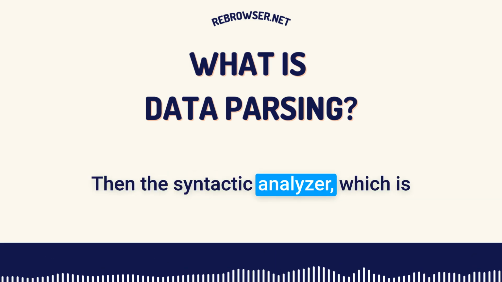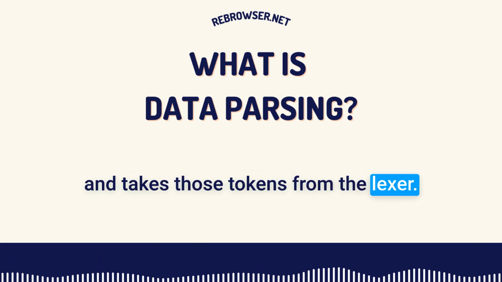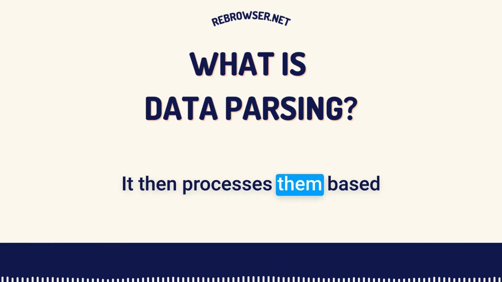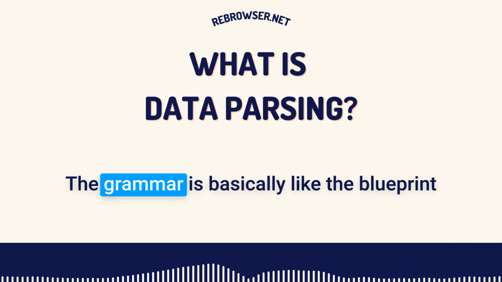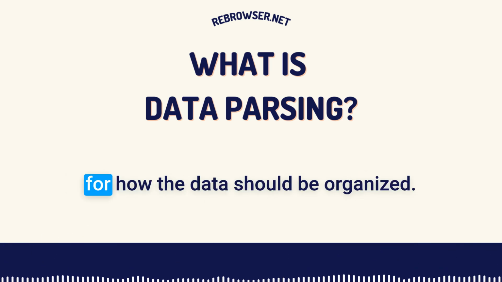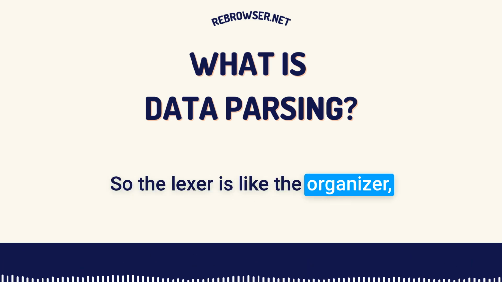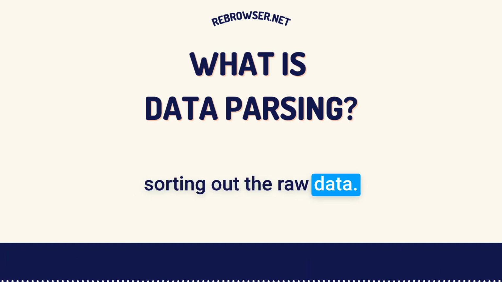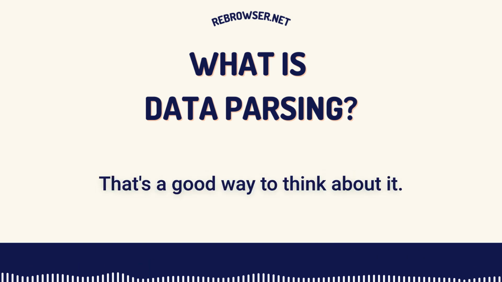Then the syntactic analyzer, which is often just called the parser, comes in and takes those tokens from the lexer. It then processes them based on a specific set of rules. These rules are called the grammar. The grammar is basically like the blueprint for how the data should be organized. Interesting. So the lexer is like the organizer, sorting out the raw data. And the parser is like the architect, making sure everything's in the right place according to the plan. That's a good way to think about it.